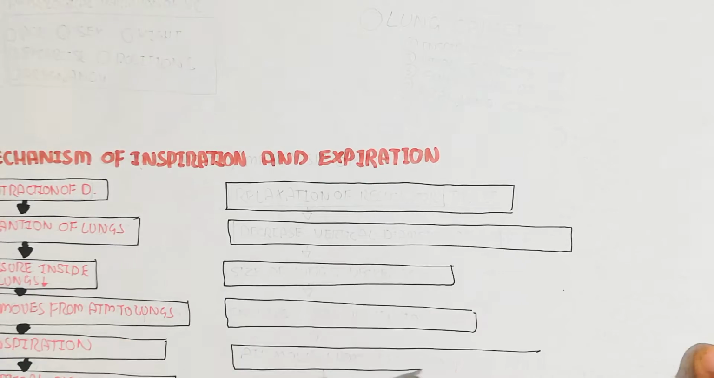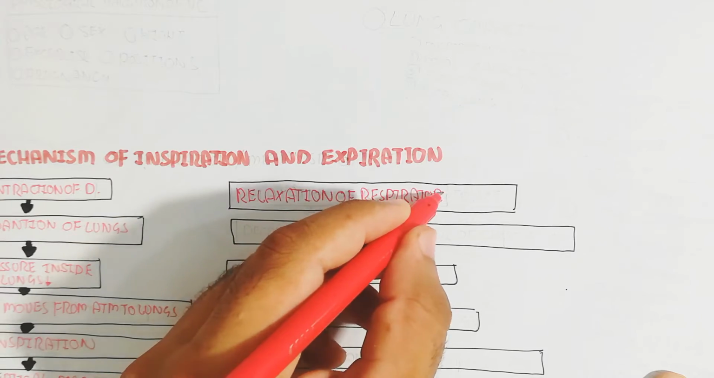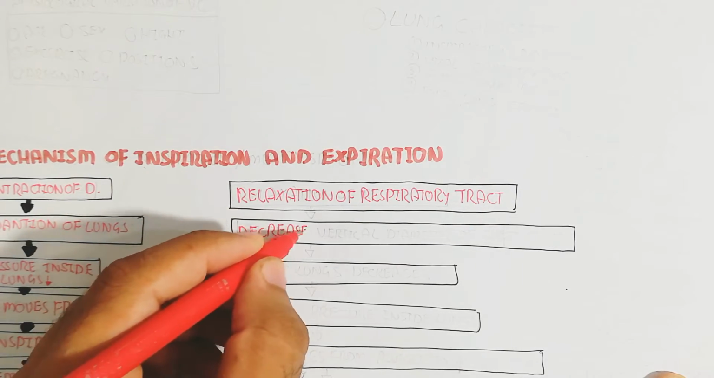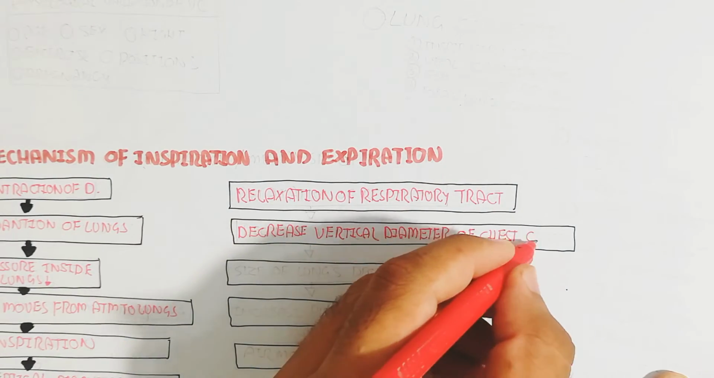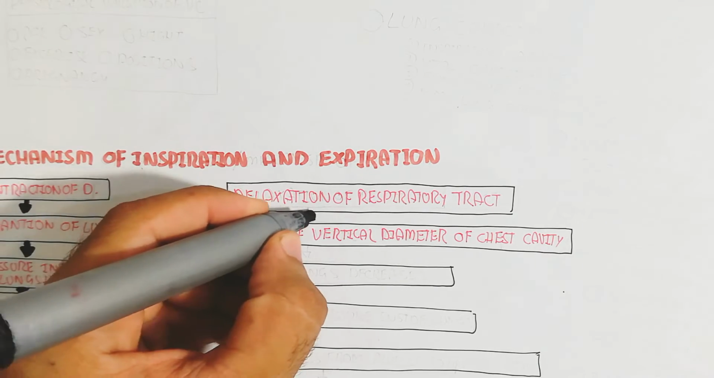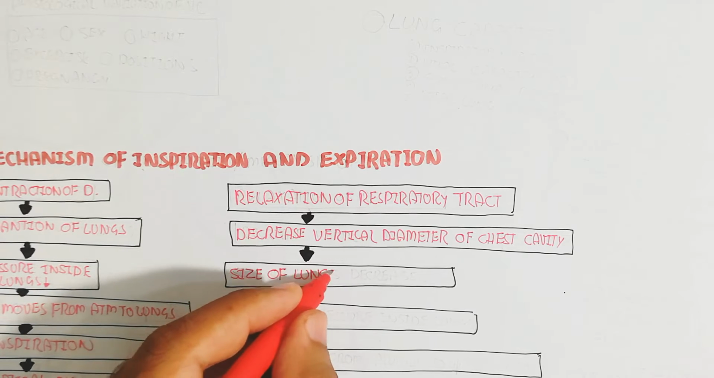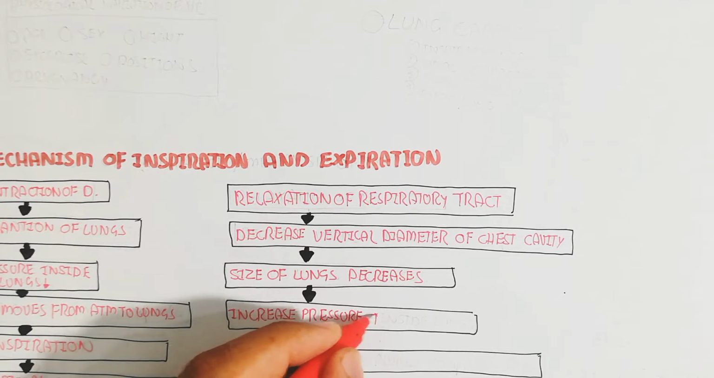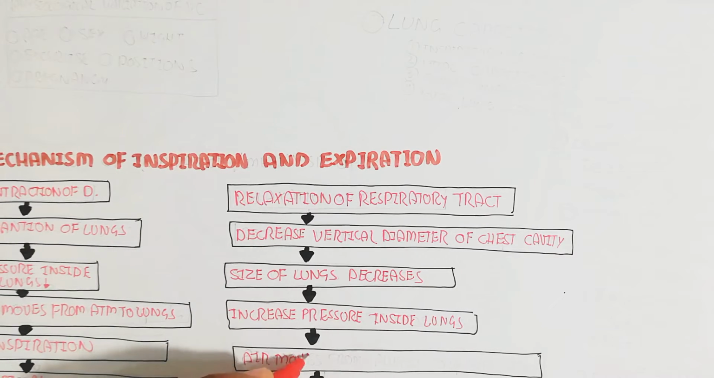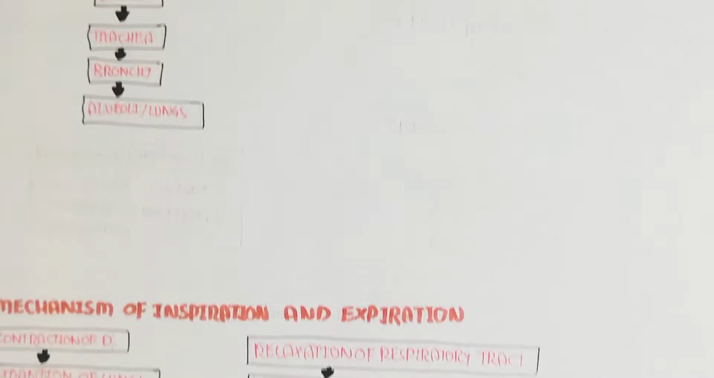On the other hand, the mechanism of expiration is the relaxation of the respiratory muscles. After this, the vertical diameter of the chest cavity decreases, the size of the lungs decreases, and the pressure inside the lungs increases. Air moves from the alveoli toward the atmosphere, and in this way expiration occurs.